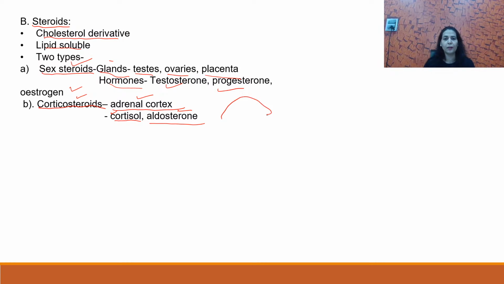Corticosteroids come from the adrenal cortex. So if this is the adrenal, the outer region is called the cortex. The inner region is the medulla. So this region is the cortex, and from here are produced cortisol and aldosterone.